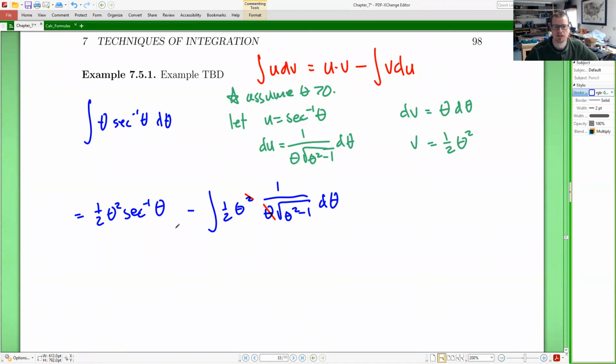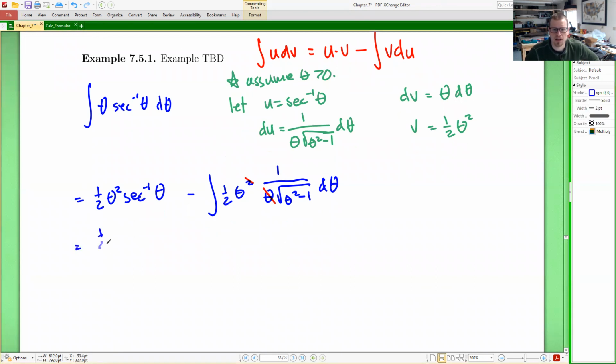So I'm going to simplify this just a little bit and call this 1/2 theta squared times the inverse secant theta minus the 1/2 of the integral of theta divided by the square root of theta squared minus 1 d theta.